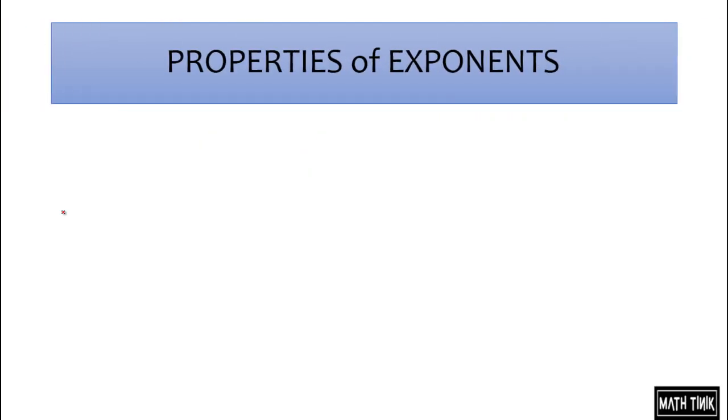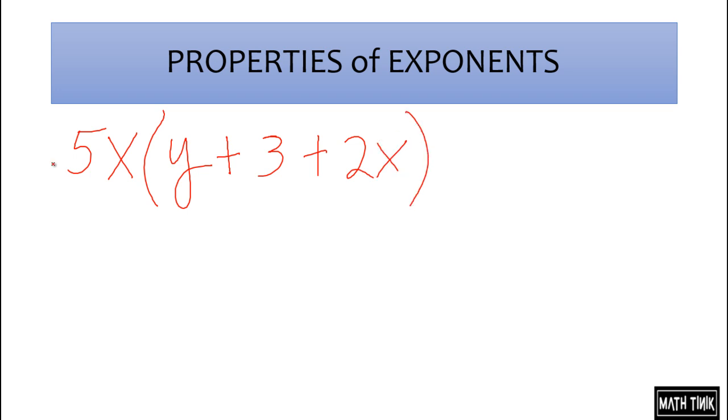Okay, we have here another example. What if I have my term here, 5x, and I will multiply it by y plus 3 plus 2x. So, you have here your first term, 5x. Imo-multiply mo siya to these terms. You have here 3 terms. So, it's very simple. What you have to do is just to distribute 5x to each term inside your parenthesis.